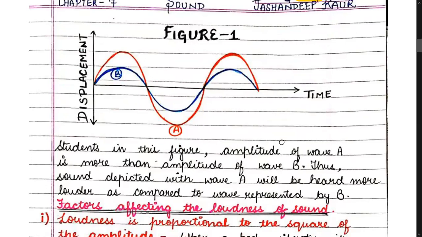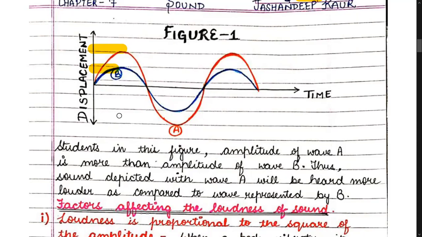Now, if you see figure 1, you can see two different waves. Students, I have drawn two different waves. One is shown in blue color. I have given the name as wave B. And there is one more wave shown, wave A. Now, out of this red and blue waves, which is having more amplitude? A wave is having more amplitude as compared to wave B.